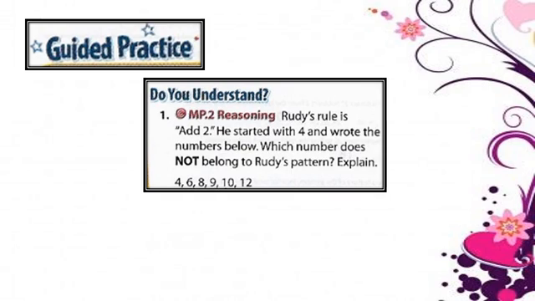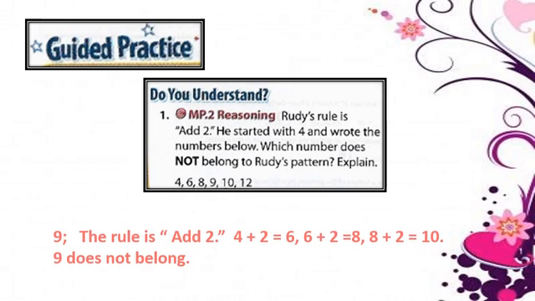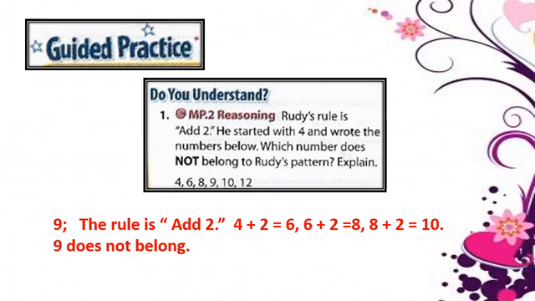Which number does not belong to the group? Remember the rule add 2. The answer is 9. The rule is add 2. So 4 plus 2 equals 6, 6 plus 2 equals 8, and 8 plus 2 equals 10. 9 does not belong.